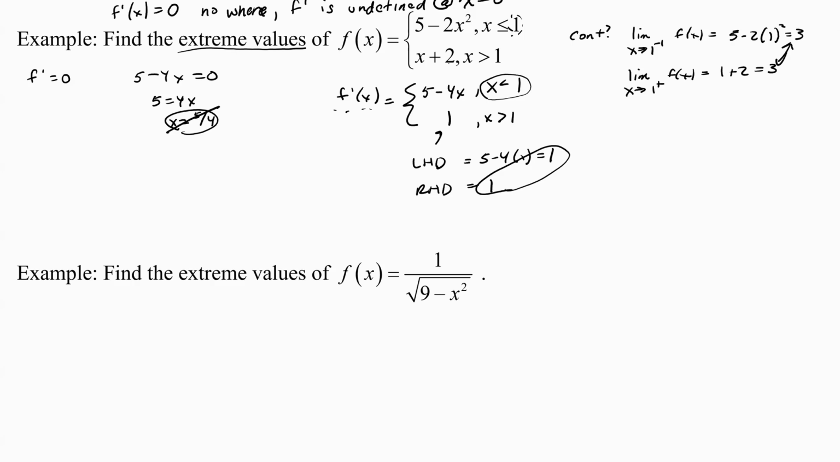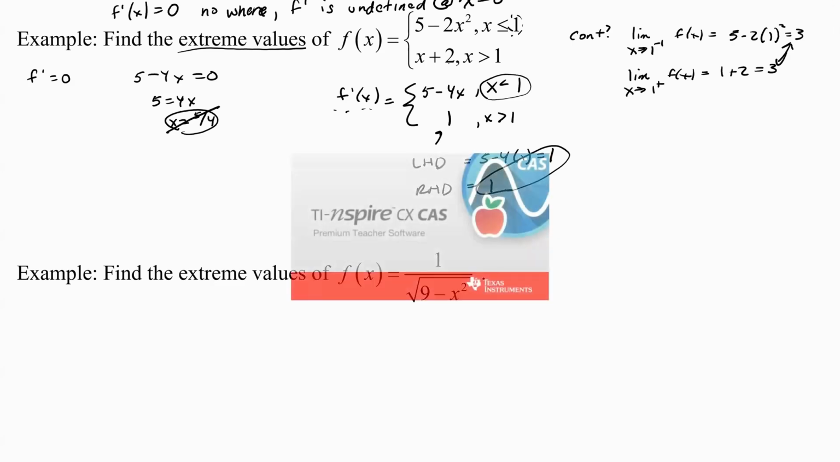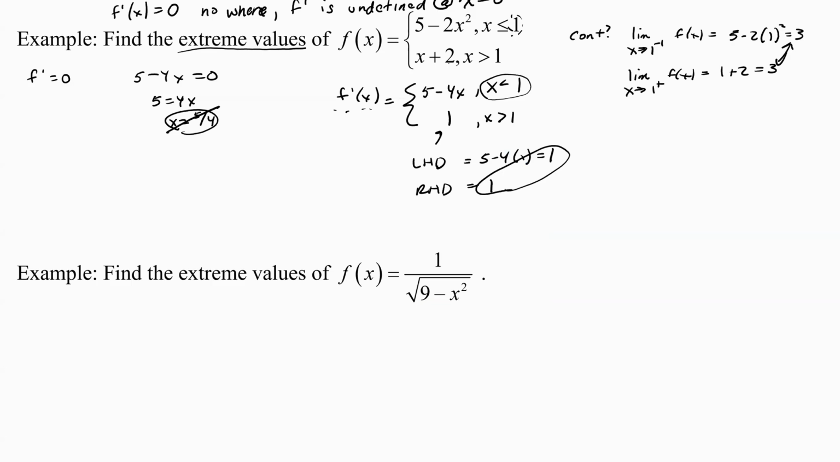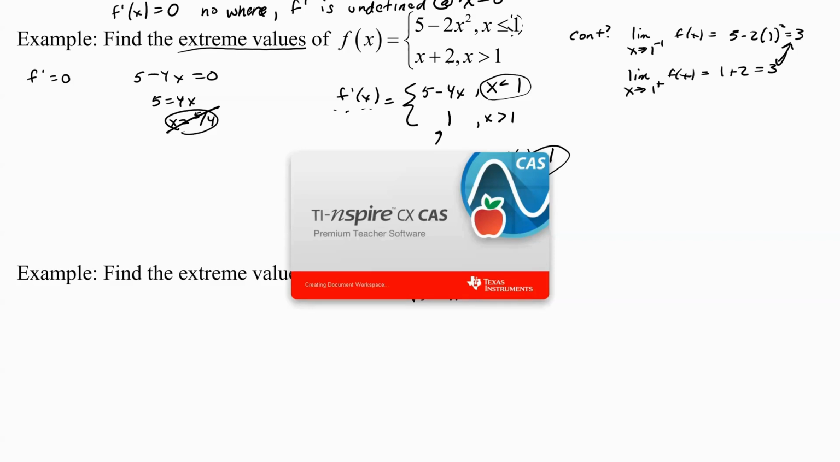That means that for this function, there's no place where there could be a relative max or a relative min. You know what? Let's take a look at this visually and see if we can make it make sense from that perspective. We're going to take this piecewise function and put it in our graphing calculator. Come on, graphing calculator, start up. There we go.